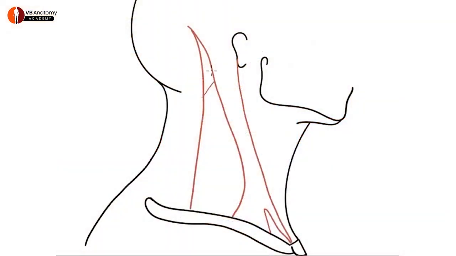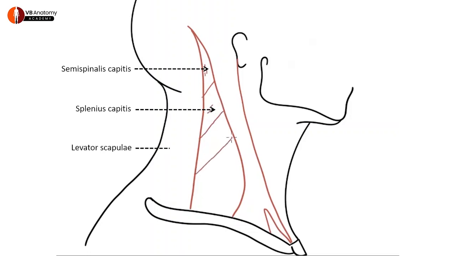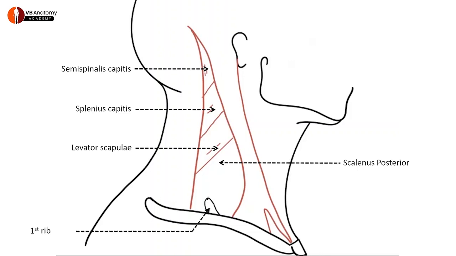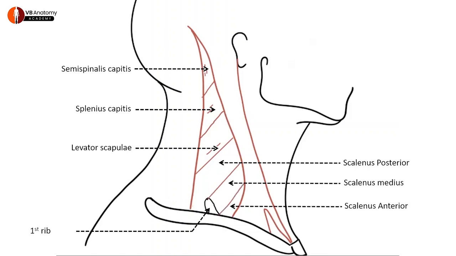Here on the top is your semispinalis capitis with vertical fibers. Here next to it is your splenius capitis. Below that is your levator scapulae. Below that, 3 series of scalenus posterior, medius, anterior. Let's draw that. So this is your scalenus posterior. But before you draw the other 2, it's important that you draw the first rib here. Now attach your scalenus medius and your scalenus anterior to your first rib.